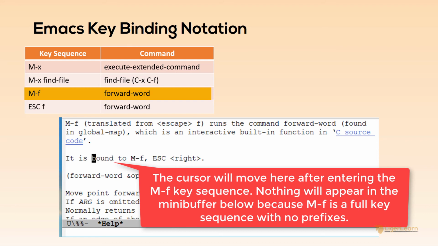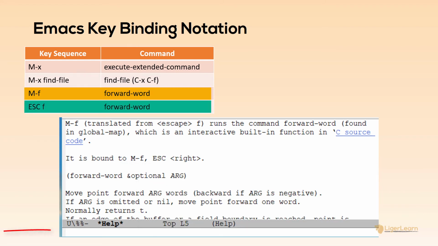Now, we need to take a second to discuss the differences between using Alt as a meta modifier and using Escape. When using Alt as the meta modifier, you must hold down the Alt key and press the next character in the key sequence. However, when you use Escape, you do not have to hold the key down. For example, you can type Escape and then release all your fingers off the keyboard, and then press F to move forward a word. You cannot do this when you use Alt as the meta modifier. You have to keep Alt pressed down when you press F.